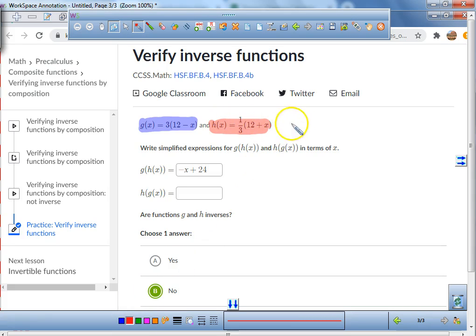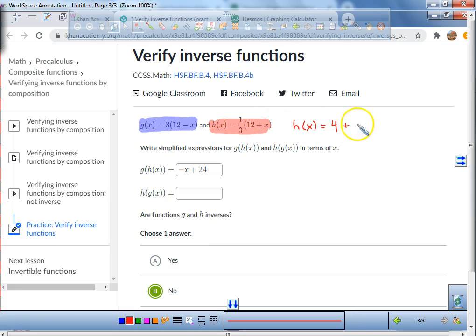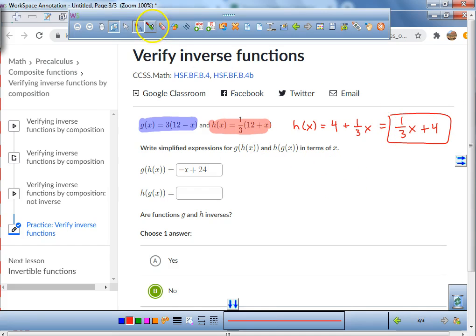Now, it actually is going to make things a little bit easier. You guys see h of x? I can go ahead and distribute if I want to. So what is a third of 12? That's a 4. And a third of x is just 1/3 of x. So I can write it as 1/3 of x plus 4. I can write it like that. So this will make it a little bit easier when we are taking the blue function and plugging it into the red function. So here we go.